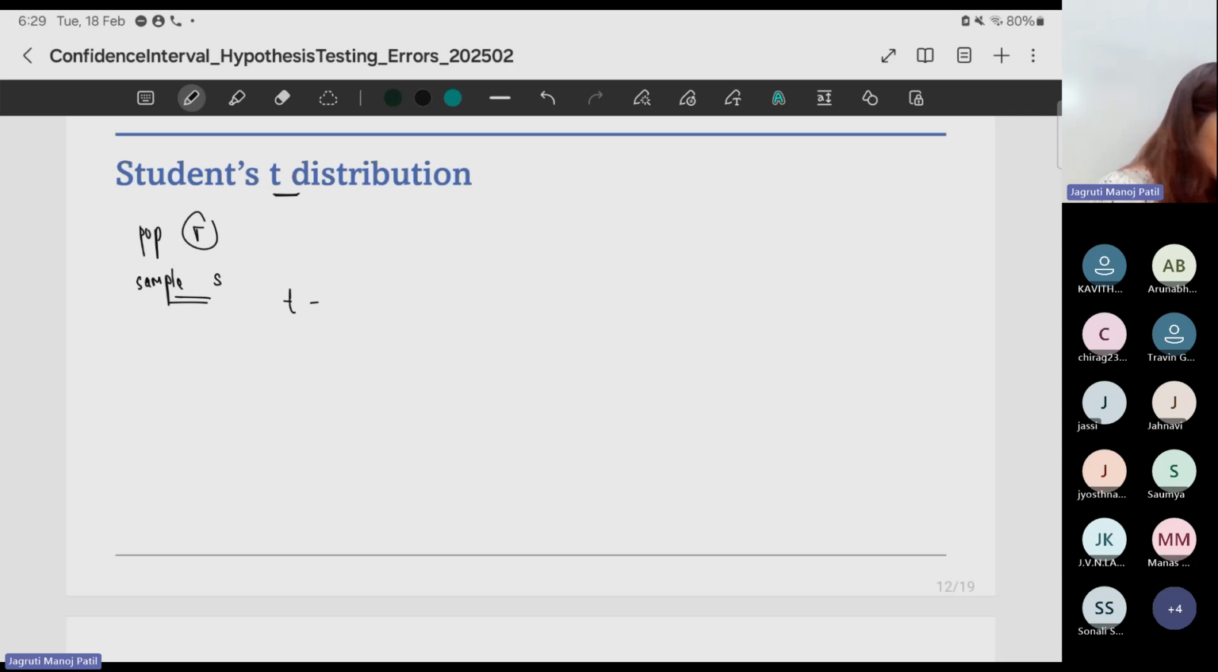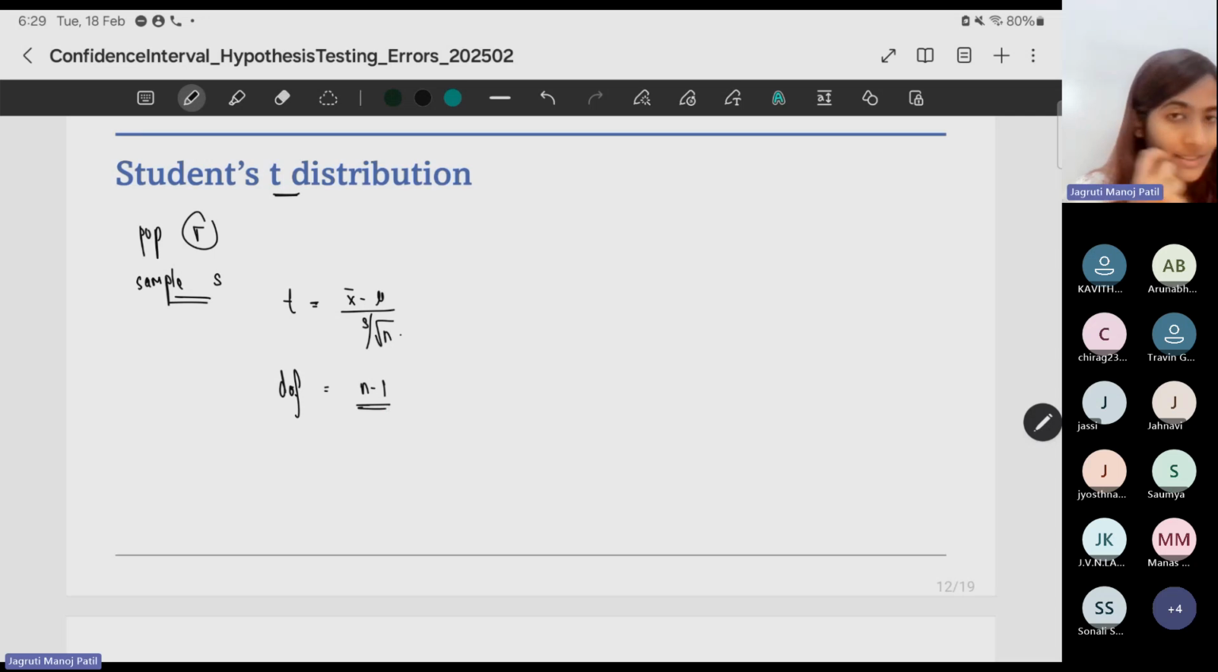So this also has a similar formula to that of your Z, which is nothing but X bar minus mu, divided by S over square root of n. Now over here, we also have the concept of degrees of freedom. Degrees of freedom is nothing but n minus 1. That means that once the mean of the sample has been computed, it is the number of variables that are free to vary. So that's degrees of freedom.